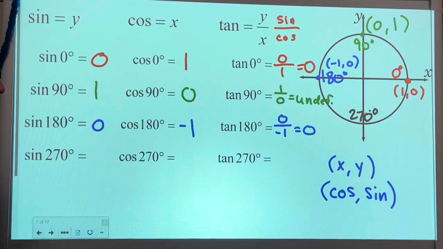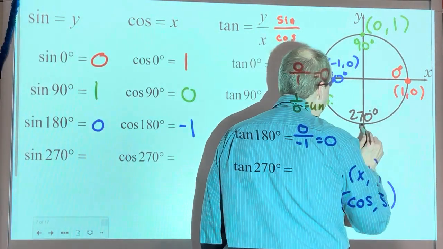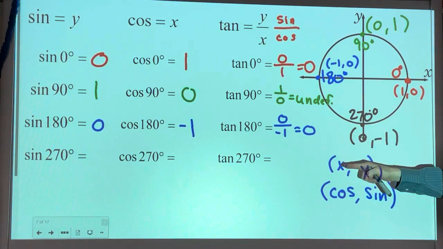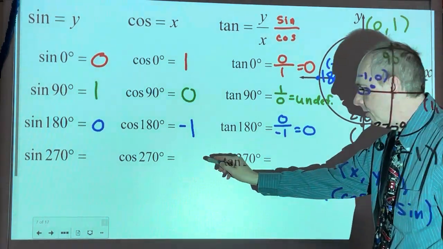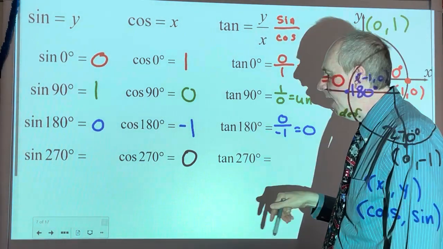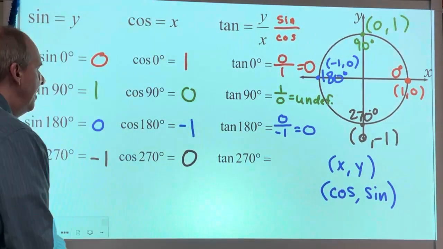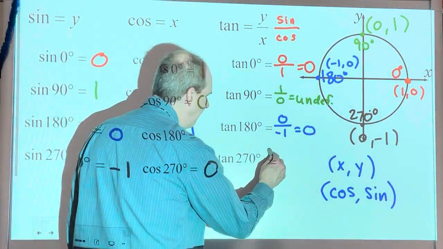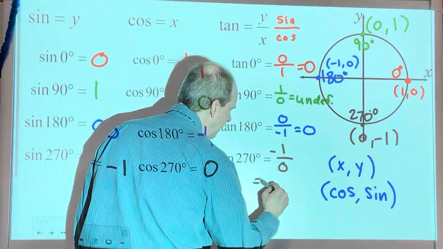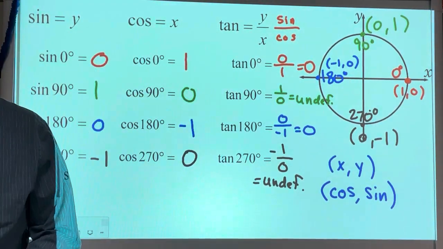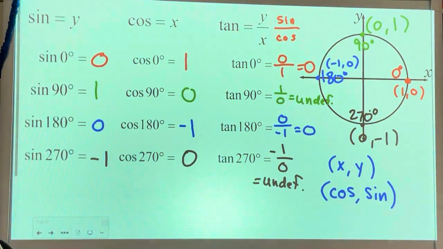My last point, 270 degrees, straight down. We've got 0, -1. X is 0, that's my cosine. Sine is second, sine is the y at -1. And if I want tangent, I take -1 divided by 0, which is undefined. We have yet another vertical asymptote. You cannot divide by 0.